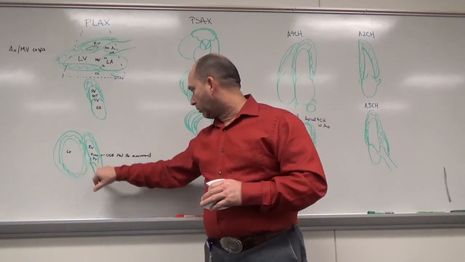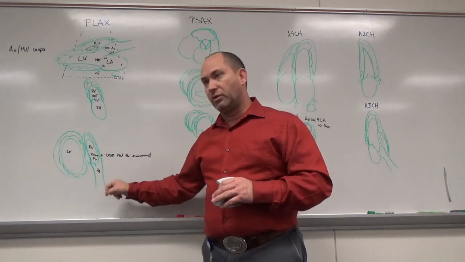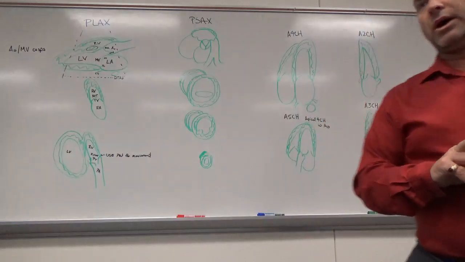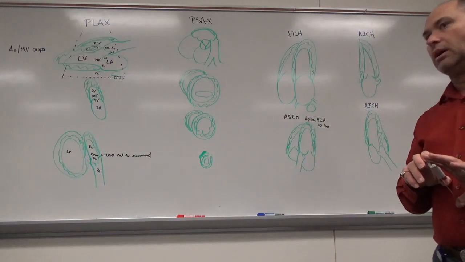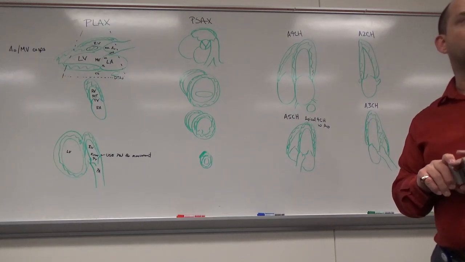Okay, so that's where we pulse wave, that's where we're going to take our acceleration time, and then we continuous wave through the valve because we want to get the highest velocity. Why do you think the highest velocity would be through the valve and not, say, in the RVOT or even in the pulmonary artery?